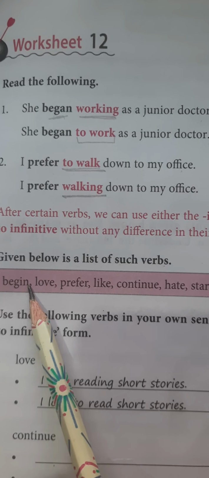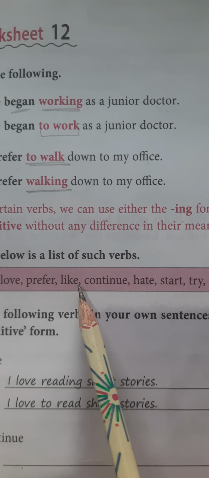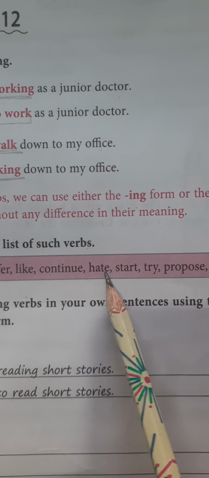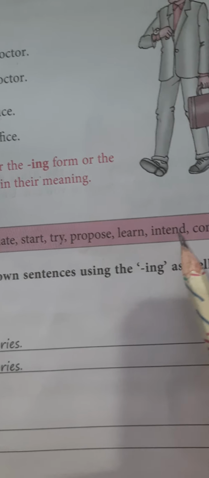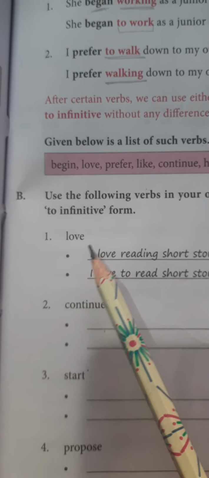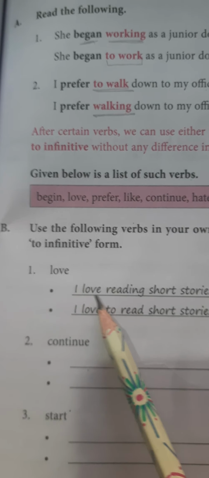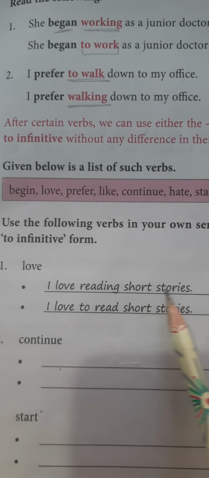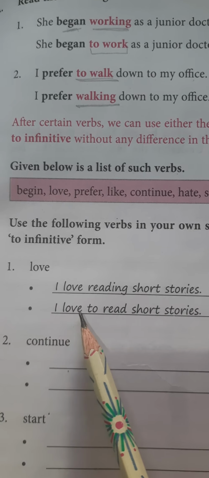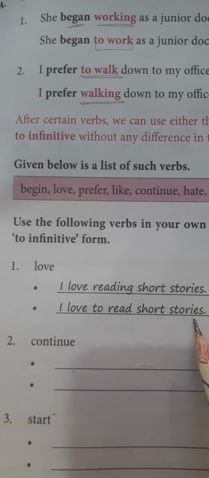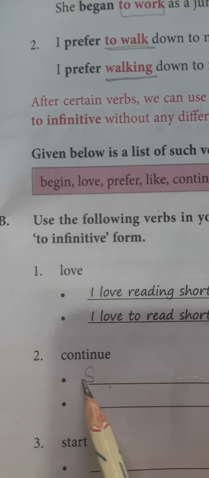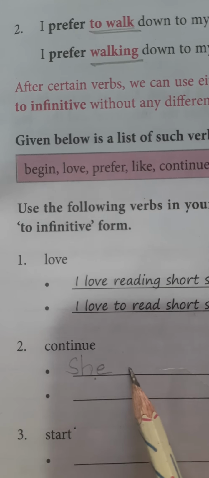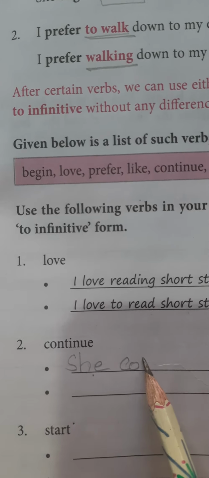The verbs are begin, love, prefer, like, continue, hate, start, try, propose, learn, intend and continue. So let us start to do. The first one is done for us, love. I love reading short stories, or you can say I love to read short stories. Similarly, continue. You can frame your own sentences as well.